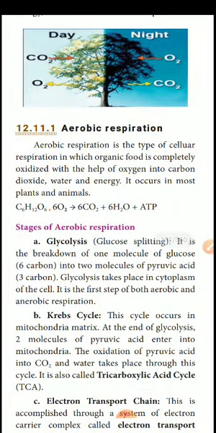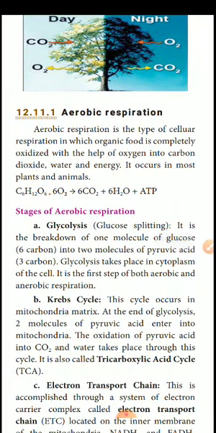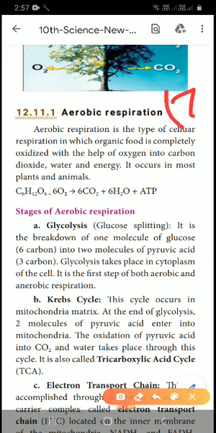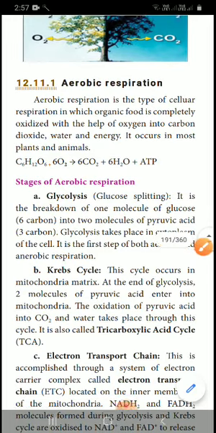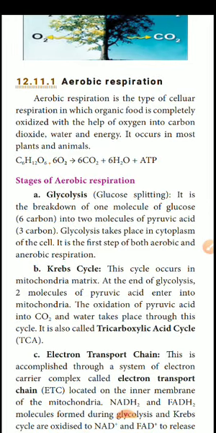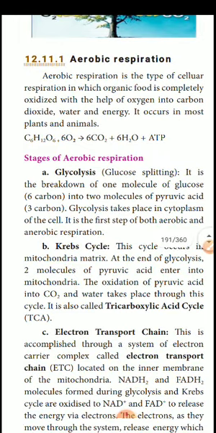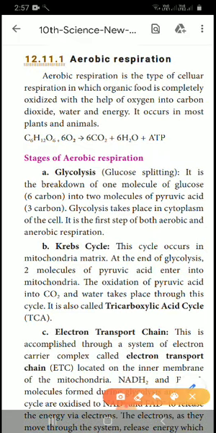So there are 2 types. One is aerobic respiration. This is an important 7 mark question. Note down: aerobic respiration is the type of cellular respiration in which organic food is completely oxidized with the help of oxygen, giving carbon dioxide, water and energy. It occurs in most plants and animals. The formula: C6H12O6, glucose, plus 6O2 gives 6CO2, carbon dioxide, water and ATP.